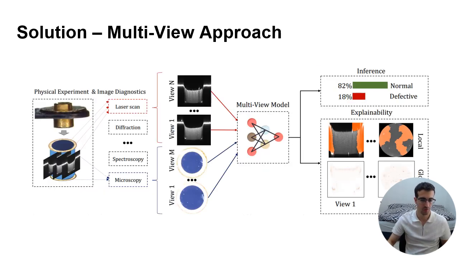The overall flow will be as follows. First, images from different views are acquired using a focal microscope. Then a multi-view model gets them, and in the output we have an inference, a classification of whether the given foam is normal or defective, and explainability, an explanation of why the model made this specific decision.